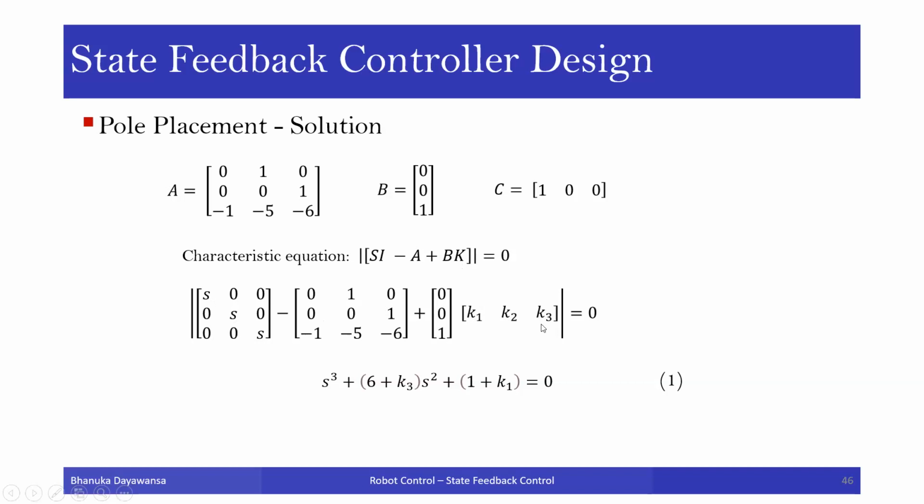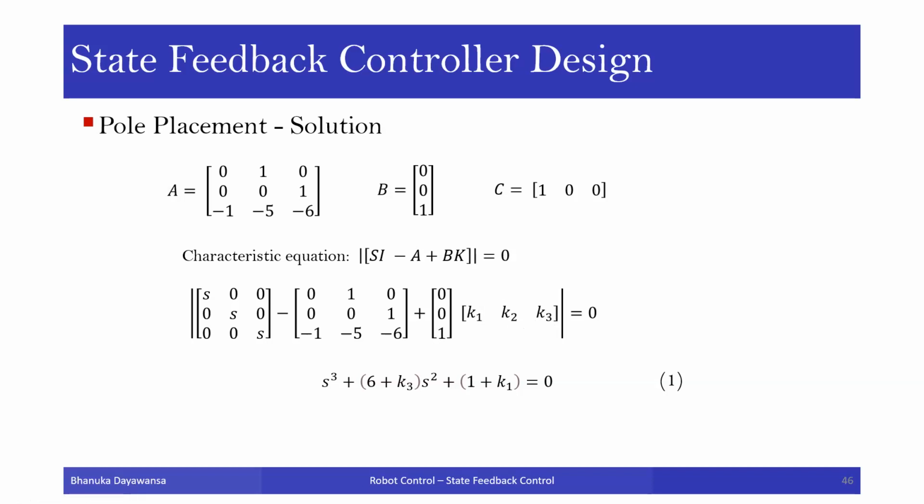K1, K2, K3, right? Then you multiply these 0 into K1, 0. This B is actually a 3 by 1 matrix and K is a 1 by 3 matrix. So what should you get? 3 by 1 into 1 by 3 simply gives a 3 by 3 type matrix, right?